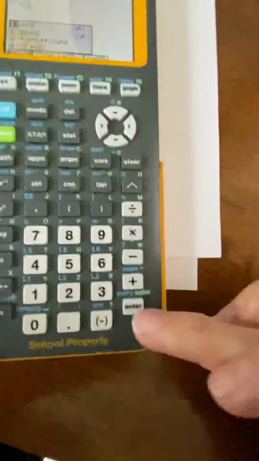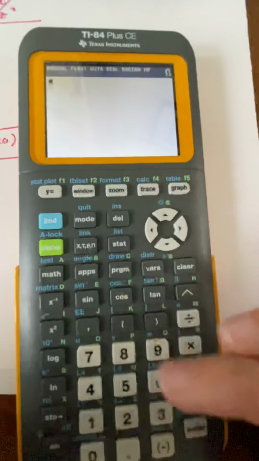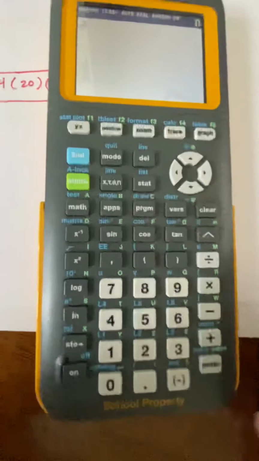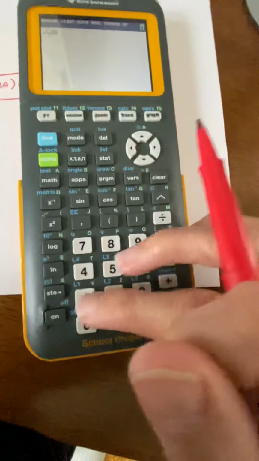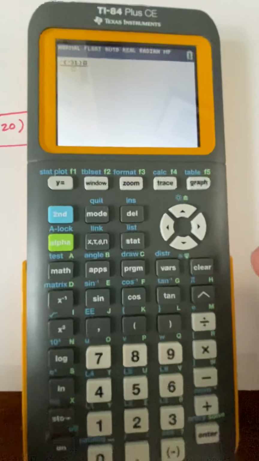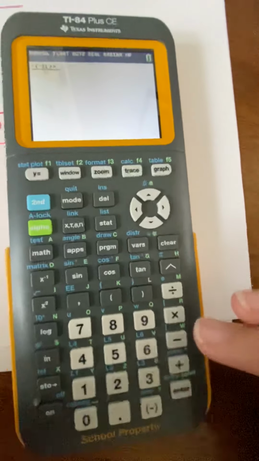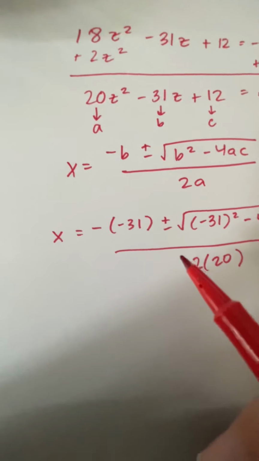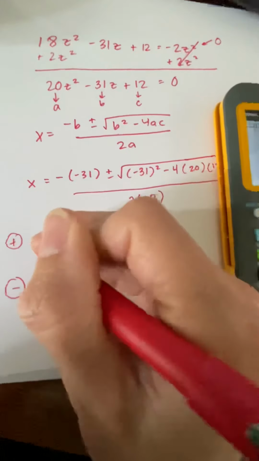So remember, we hit alpha y equals, that pulls up these options for fractions. I want the first one. And now that I have my fraction, I'm going to just enter in what I need. So negative, remember that's negative, not minus, negative, parentheses, negative 31. And it's super important to have both of those because it will cancel out and end up being a positive 31. Plus, and I remember I have plus and minus here, right? But I can't do those both at the same time. So I have to do the plus version and the minus version.